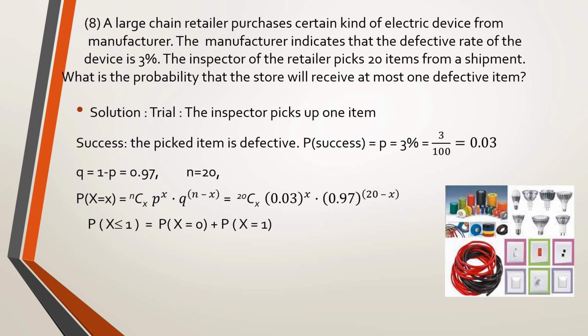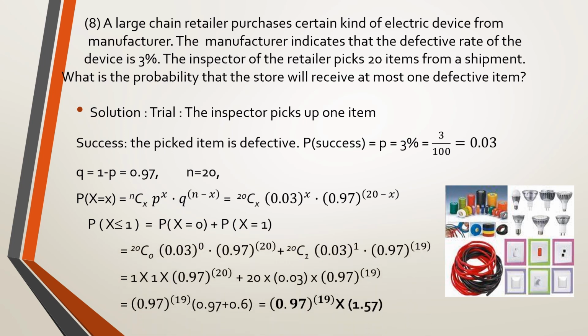So you want the probability of x being less than or equal to 1. So it is either 0 or 1 successes, addition of the two. After substituting x equal to 0 and x equal to 1 in the formula, we get the answer as 1.57 into 0.97 raised to 19. Clear?